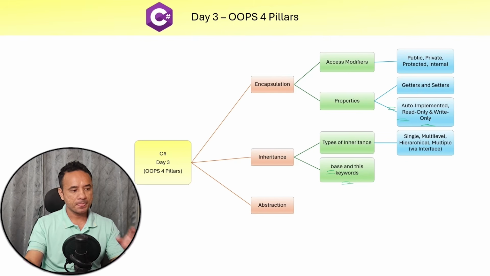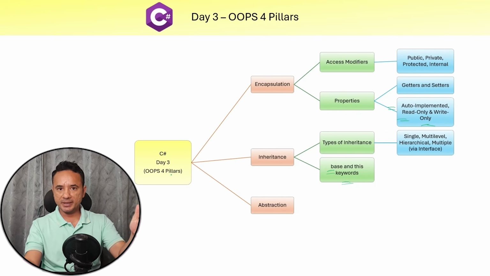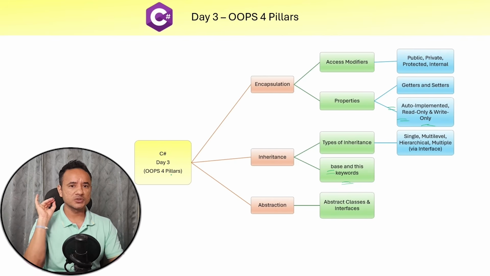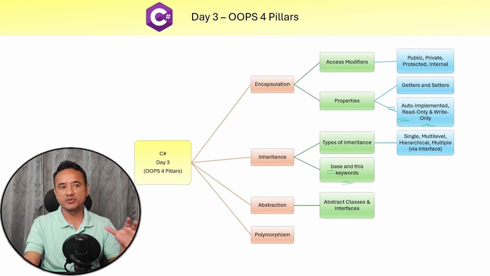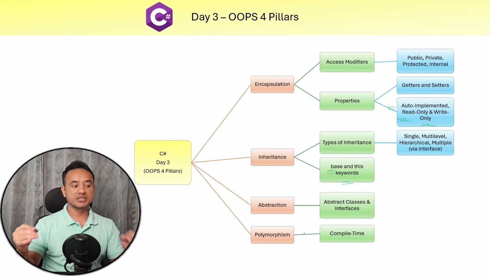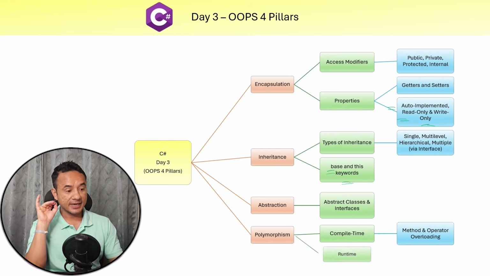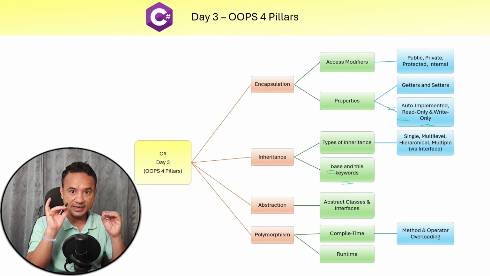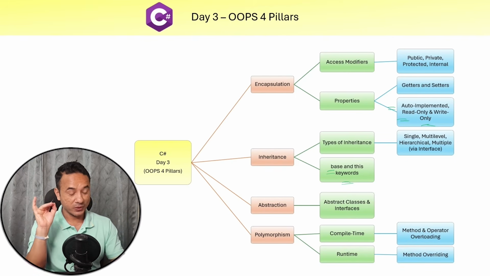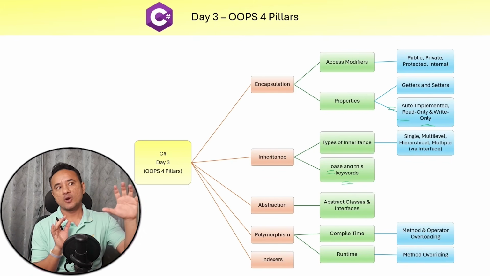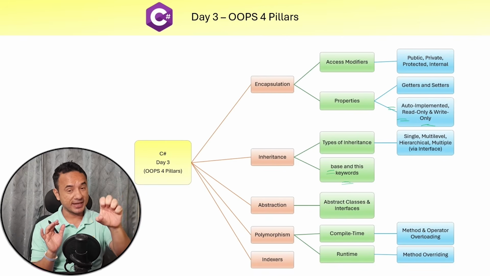Then comes abstraction. It shows only the necessary features and hides the complexity. Okay, how can you implement this in C#? By using abstract classes and interfaces. Very, very important. Okay, so next is the polymorphism concept, which means many forms. It is of two types. One is compile time, which can be achieved using method overloading and operator overloading, and second is runtime polymorphism, which can be achieved through method overriding. Okay, and yes, C# also supports indexers, which let objects work like arrays when accessing data.